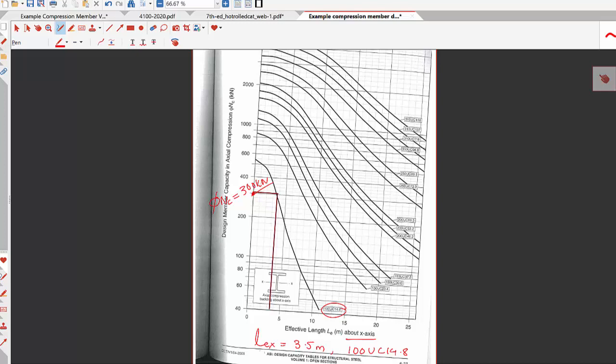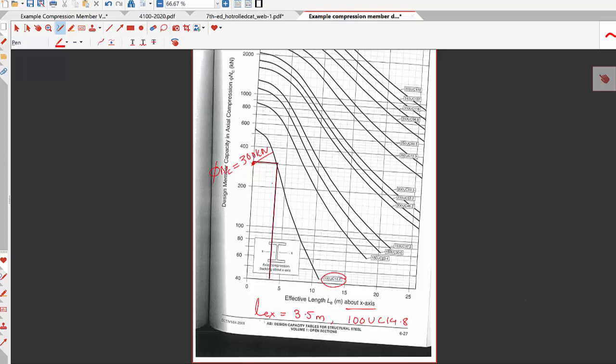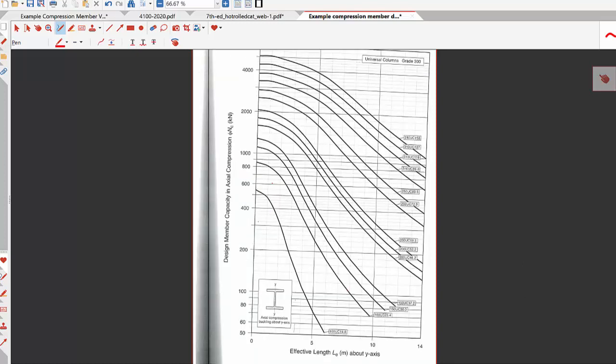Now this is about the x-axis. We have to do the same thing for the y-axis chart as well. So let's look at the y-axis chart here. So this is the capacity about the y-axis. And again, effective length, we know that is 3.5 meter and our section is 100 UC 14.8. So let's go to 3.5 meter here. So it is somewhere here. And our capacity is 140 kilonewton for this.